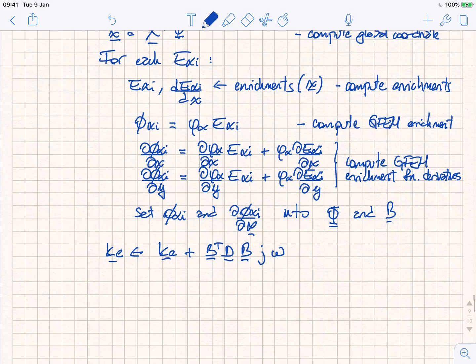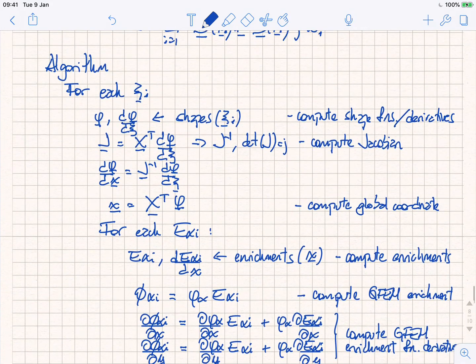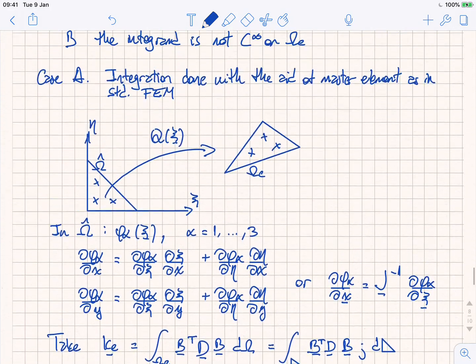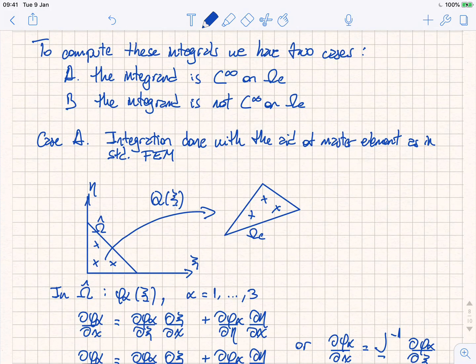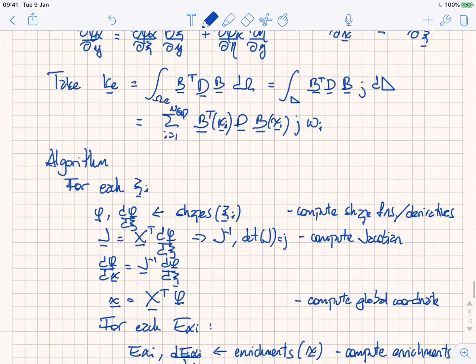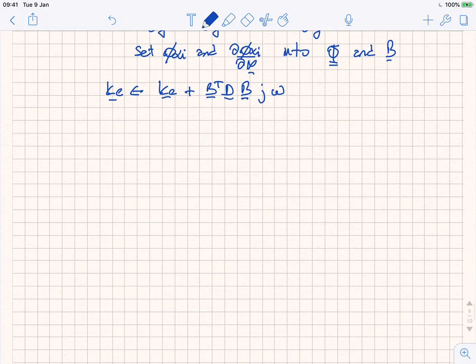Now, there was another case. So we said that there are two cases. One was case A, the integrand is C infinity, and another one that is not smooth, right? So let's take a look at what happens when the integrand is not smooth. So we're going to look at case B, and let's picture a problem.